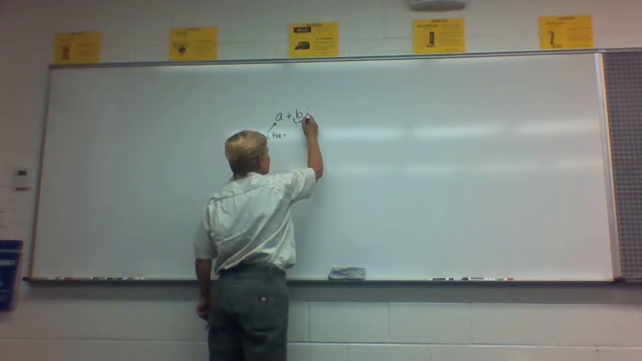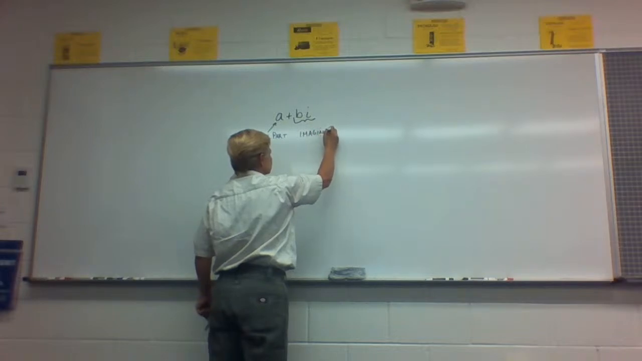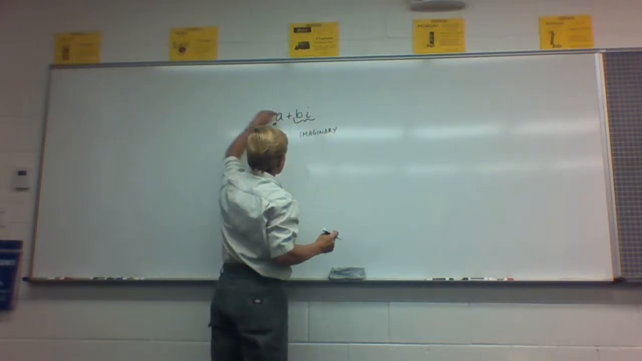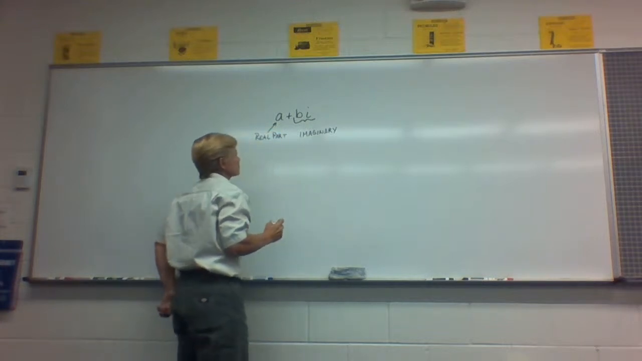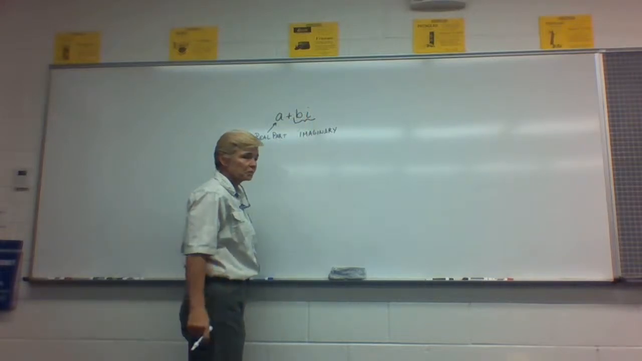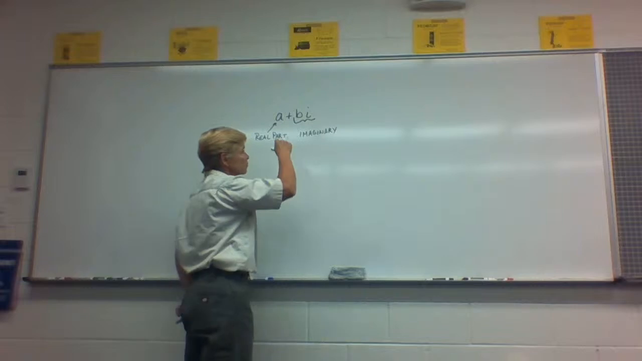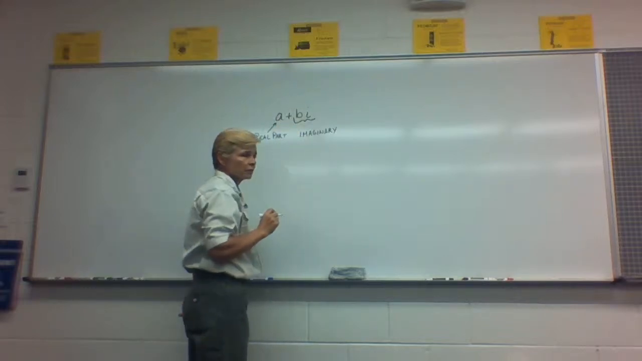This whole thing right here is the imaginary part. Together, the combination of these two is called a complex number. This b right here, not the i, just the b, is also real. But it's being multiplied by an i, which makes the term imaginary.